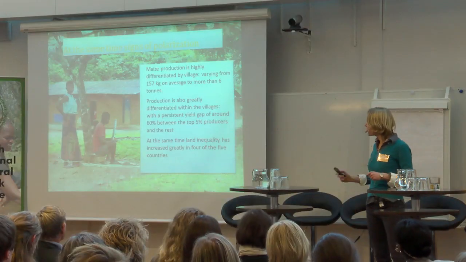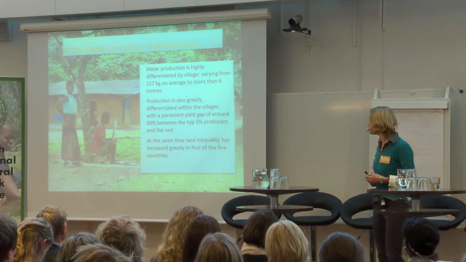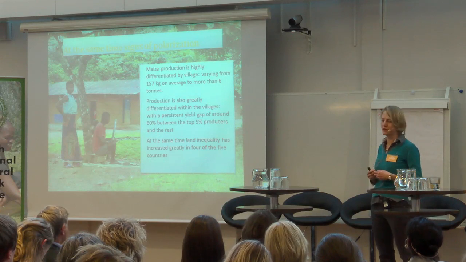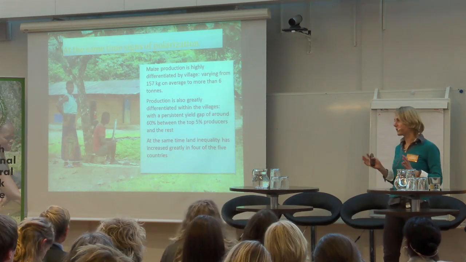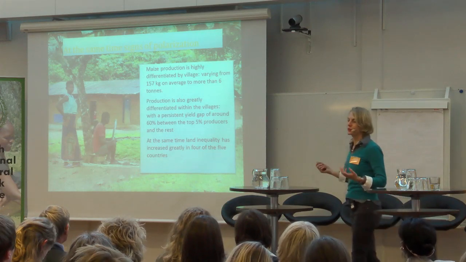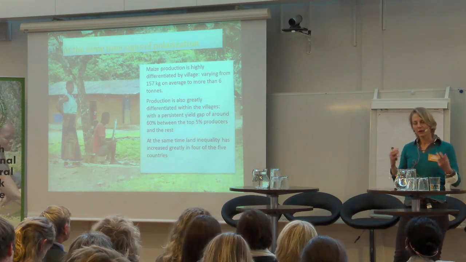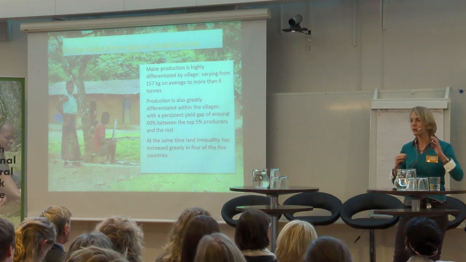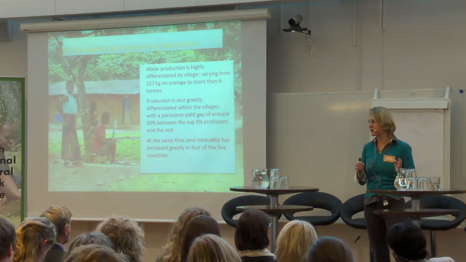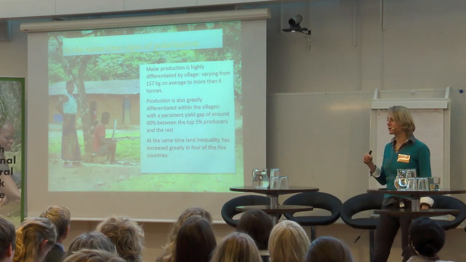And at the same time, we see signs of growing polarization. So maize production is highly differentiated by village, varying from around 150 kilograms to nearly 6 tons, depending on which village you're looking at. And of course, this is related also to production systems and cropping systems. But it goes to show that it's difficult to portray the dynamics of the smallholder sector simply through one crop.